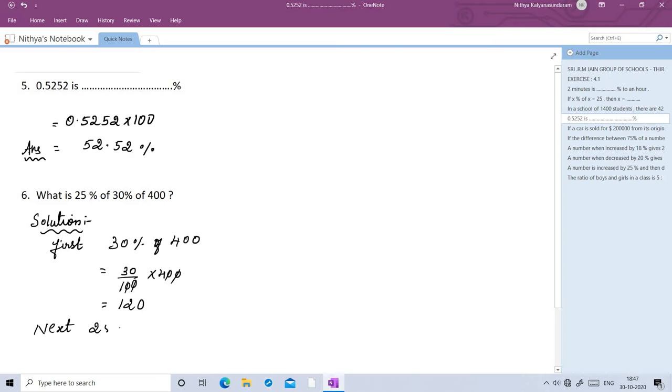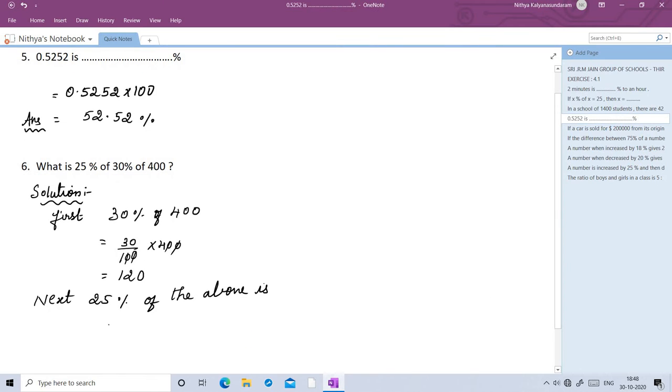Next 25% of the above. So that means 30% of 400 we got one answer, and that answer you can substitute here. So 25 by 100 into 120. 25 table we can cancel: 1s are 4, 4s are 1, 3s are 30s. So the answer is 30.